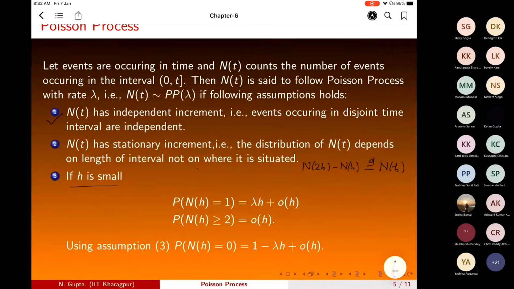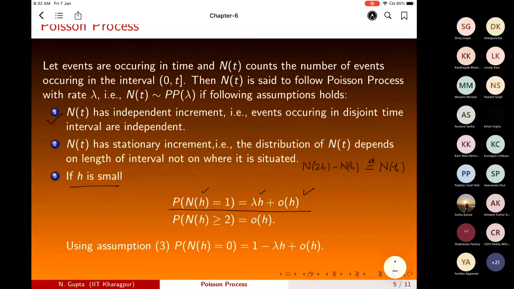So if h is small, then probability N(h) equals 1 is lambda h plus small o(h). That means we are assuming that in a small interval of length h, either no event can occur, or 1 event can occur. And if 1 event can occur, that is proportional to the length of the interval. And to take up the real world situation, we add small o(h).